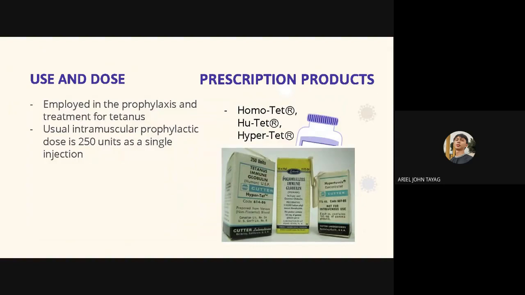For the use and dose, it is employed in the prophylaxis and treatment for tetanus. The usual intramuscular prophylactic dose is 250 units as a single injection. And we have the prescription products, the Homotet, Utet, and the Hypertet.